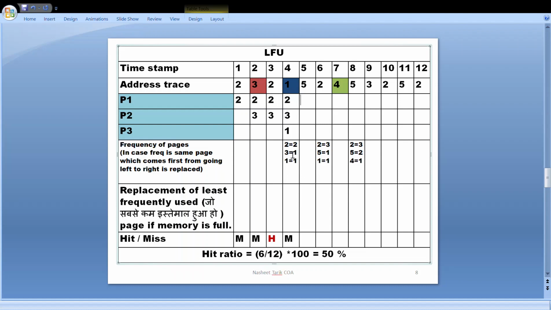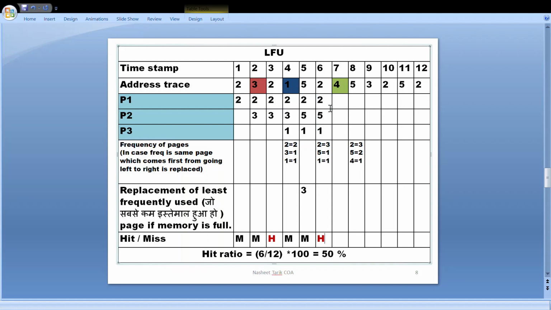We can either replace page number 3 or page number 1, but the least recently used page is 3, so I will be replacing page number 3 by page number 5, and it was the case of a miss. Replacement happened when miss was there. Now page 2 is directly accessed from M1 memory. The processor directly accesses it, and it is a hit.